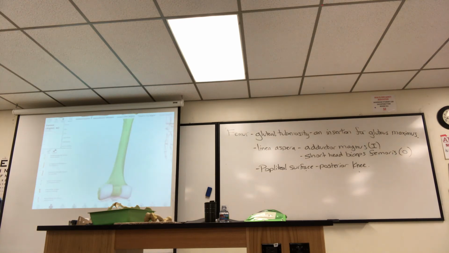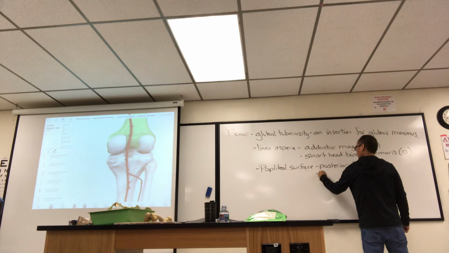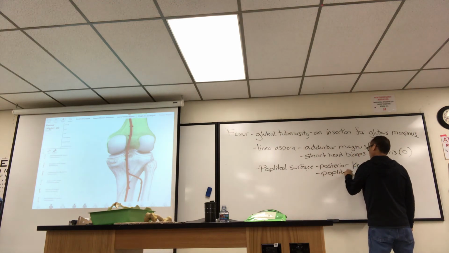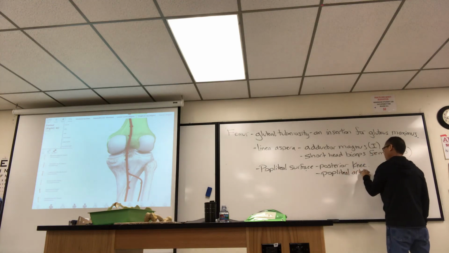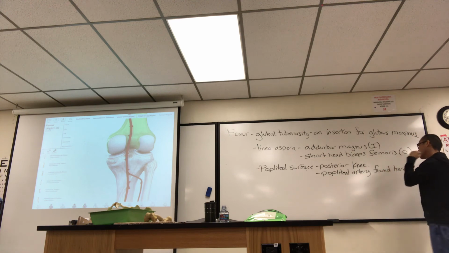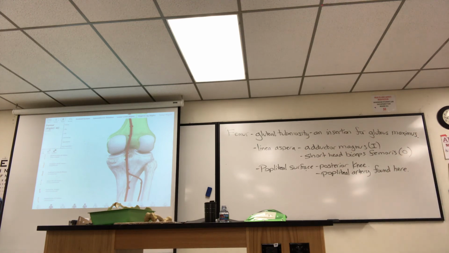Let me put it back in the skeleton there. Let me throw in arteries. So do you see an artery passing by the popliteal surface? That would be the popliteal artery. Passes by here. The thing you should know about this artery is it's in the back, but it came from the front, okay?